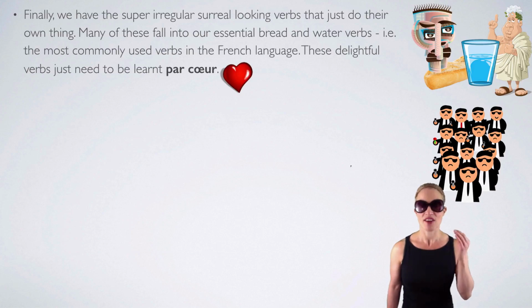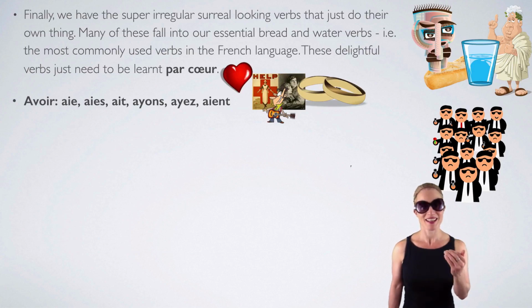And then finally we have the super irregular, surreal looking verbs, which tend to be the gangster verbs that just do their own thing. Many of these fall into our essential bread and water verbs, i.e. the most commonly used verbs in the French language, which therefore means they just need to be learnt off by heart, par cœur.